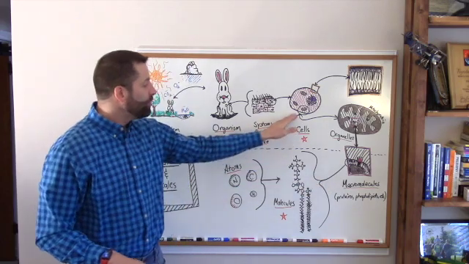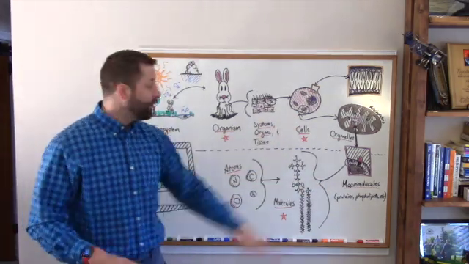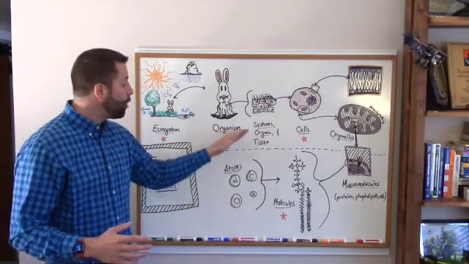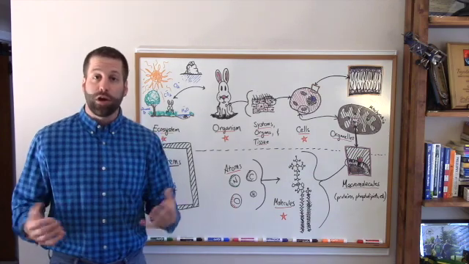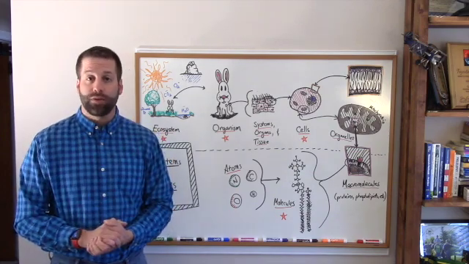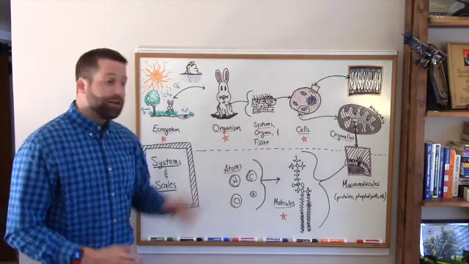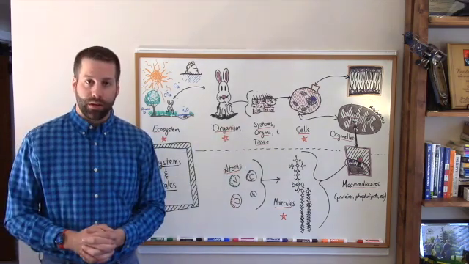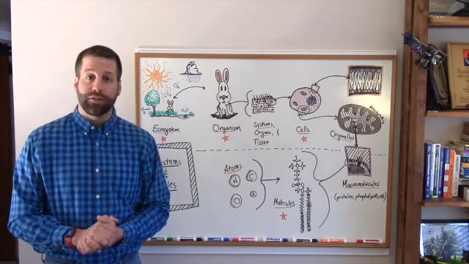Macromolecules are used to form cells and structures inside of cells called organelles. Cells are joined together to form tissues, and tissues form organs. So for example, your heart, liver, and lungs are all examples of organs. Systems are connected networks of organs that perform a specific job. So for example, your heart and blood vessels comprise your circulatory system.